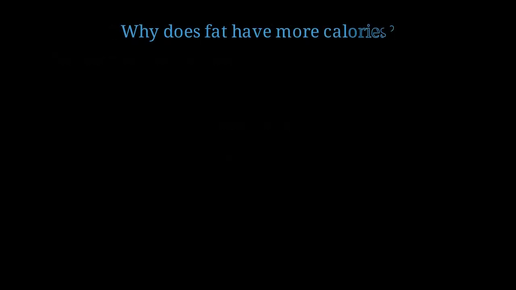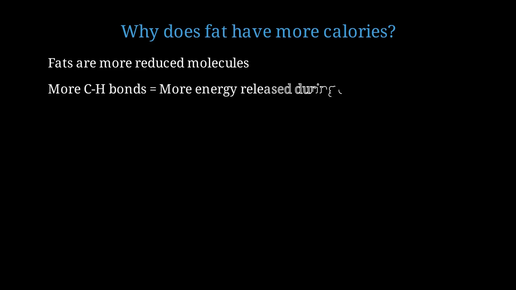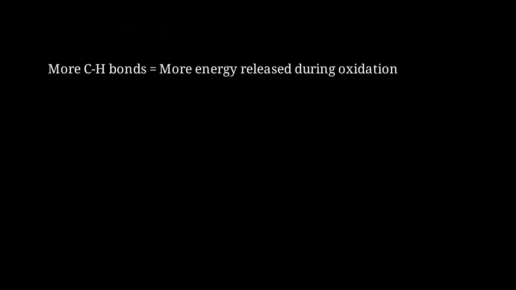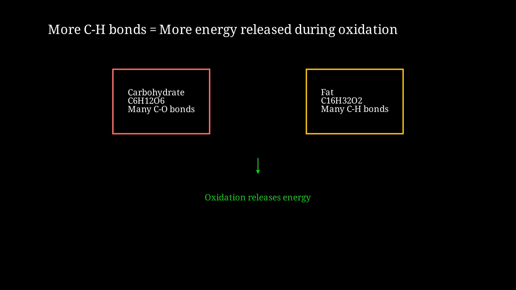You might wonder why fats contain more than twice the energy of carbohydrates. Let's examine the chemistry. Fats are more reduced molecules, meaning they have more carbon-hydrogen bonds and fewer carbon-oxygen bonds compared to carbohydrates. Carbon-hydrogen bonds store more chemical potential energy. When these bonds are oxidized during cellular respiration, more energy is released. Compare glucose, a carbohydrate with formula C6H12O6, to palmitic acid, a fat with formula C16H32O2. The fat has proportionally far more hydrogen atoms.